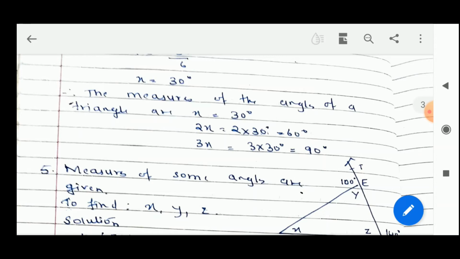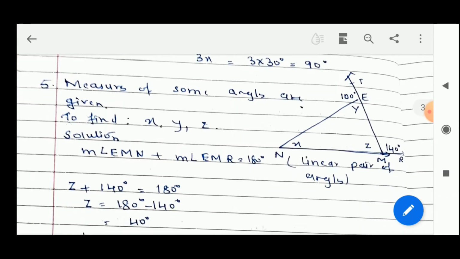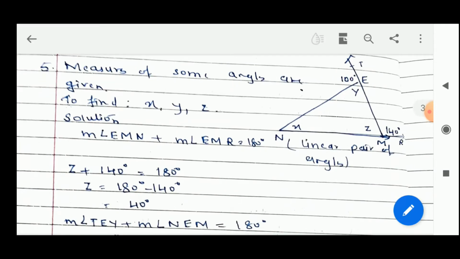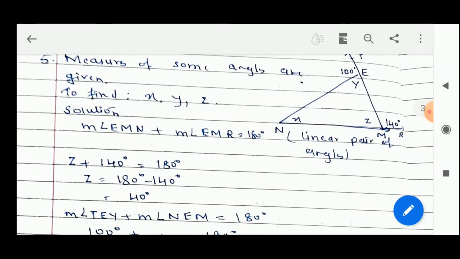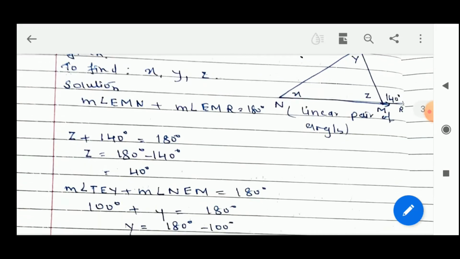So therefore, the measures of some angles of the triangle are given in the figure. We have to find out the values of x, y and z. Now we know that the measure of angle EMN plus the measure of angle EMR is equal to 180 degrees, linear pair of angles. So z plus 140 is equal to 180, that is z is equal to 180 minus 140, that is 40 degrees. Then angle N plus angle NEM is also 180 degrees, linear pair of angles.